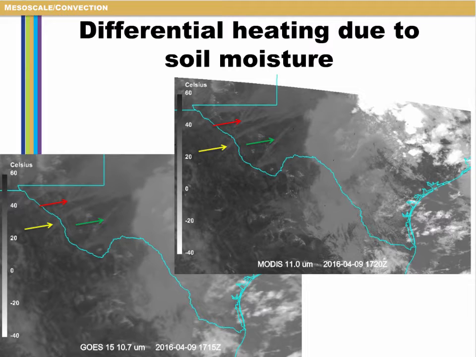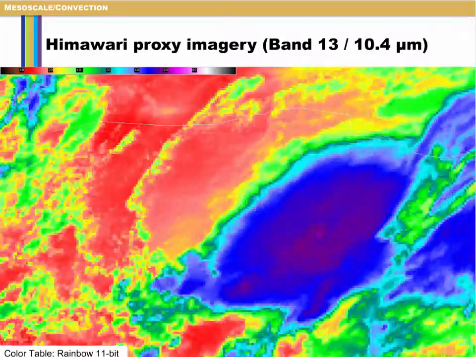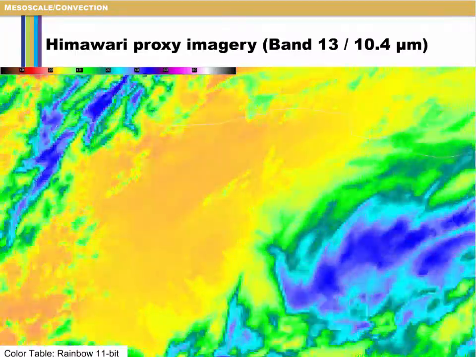Being aware of regions of higher soil moisture can be important not only for potential differential heating boundaries where afternoon convection can develop, but also for temperature forecasts. The greater spatial resolution of GOES-R will allow you to fine-tune where the soil moisture gradients exist and monitor them for potential convective initiation. This is an example using data from the Himawari satellite as proxy for GOES-R.